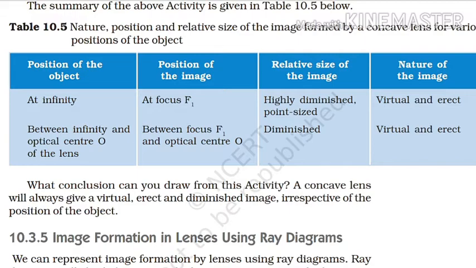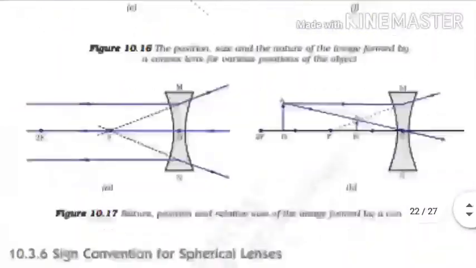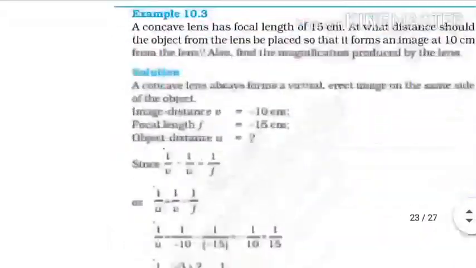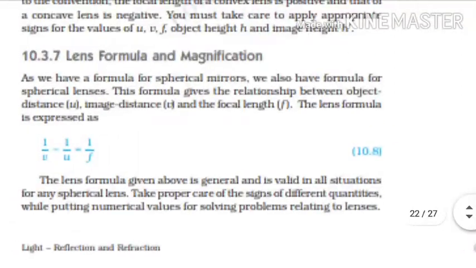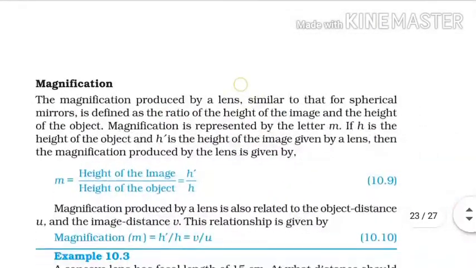Further we have discussed the formula for the lens, and we have found that the formula for the lens is 1 upon v minus 1 upon u equal to 1 upon f, and on the basis of this formula we have solved different types of numerical problems. Now today we will discuss more about magnification. Okay, magnification by a lens.